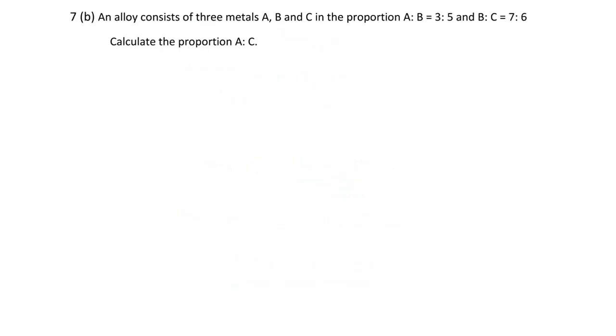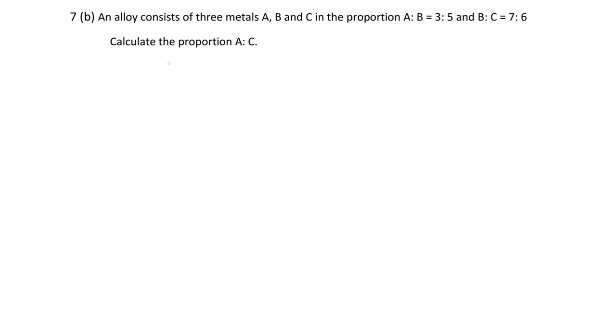Part B of the question: an alloy consists of 3 metals A, B, and C in the proportion of A ratio B equals 3 ratio 5 and B ratio C equals 7 ratio 6. We are supposed to calculate the proportion A ratio C. Okay, so this is the ratio problem.